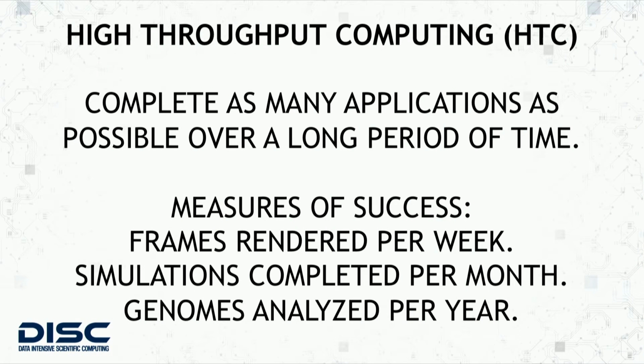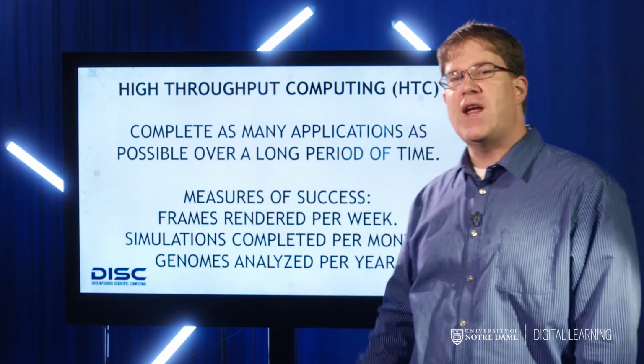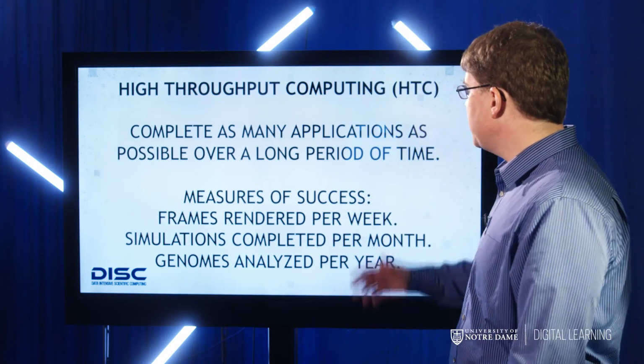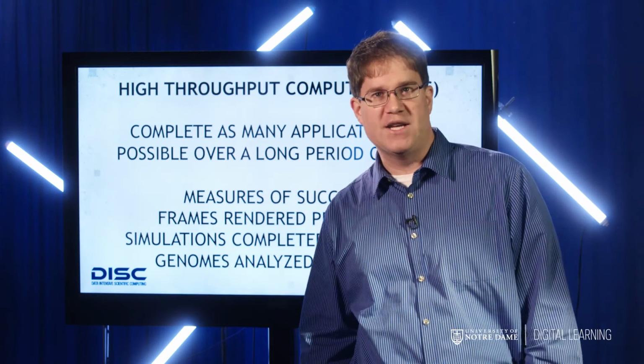The other mode is HTC, which is high throughput computing. Now the goal of high throughput computing is a little different. The goal of high throughput computing is to complete as many units of work as we can in a given amount of time. And that's different than trying to run one unit of work as fast as possible. So our metrics of success in high throughput computing are things like how many frames of animation can we render in a week? How many simulations can we complete in a month? Or how many genomes can we analyze per year?